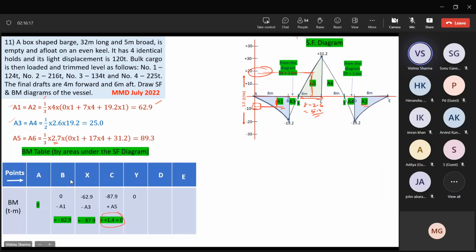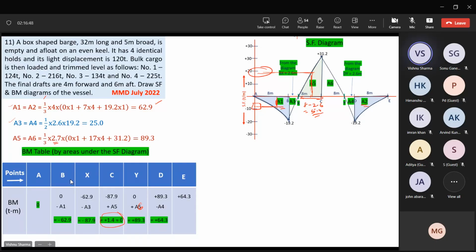I carry forward this 0 now, and then I have area A6. This should have been area A6, guys, but A5 and A6 are the same, so no problem. This will be plus 89.3. We carry forward this 89.3, and then we have minus area A4. A4 is 25, which leaves you with 64.3.